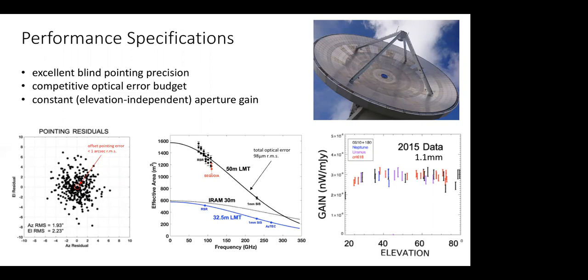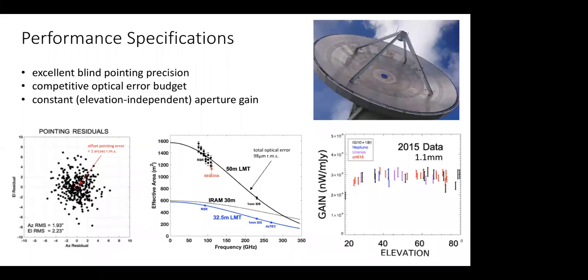And I mentioned the importance of the active surface. We have to maintain all panels across the 50-meter diameter to better than 100 micron accuracy, keeping the wavefront to within 100 micron or better. And in fact, we do.